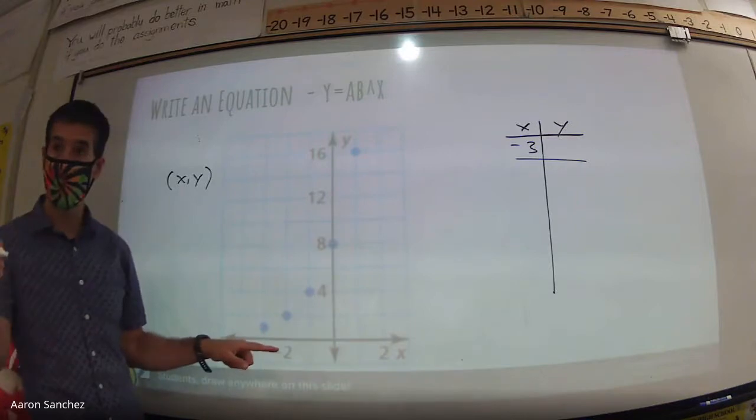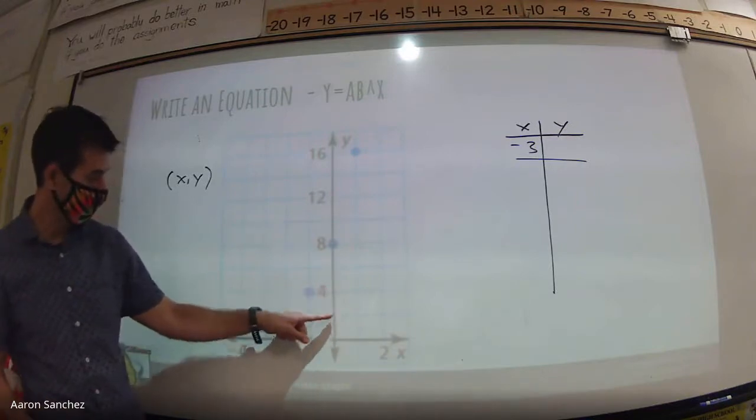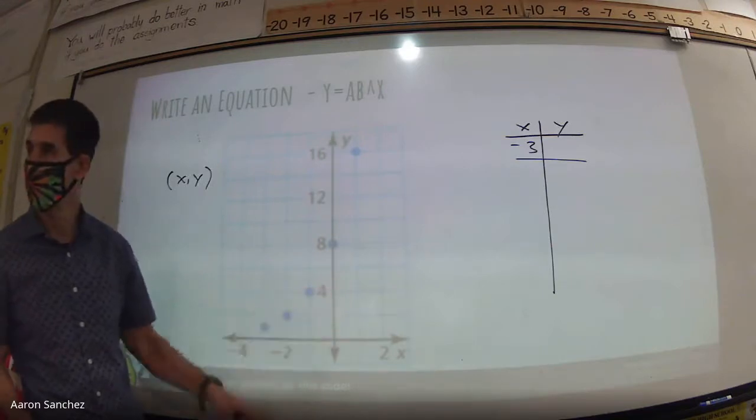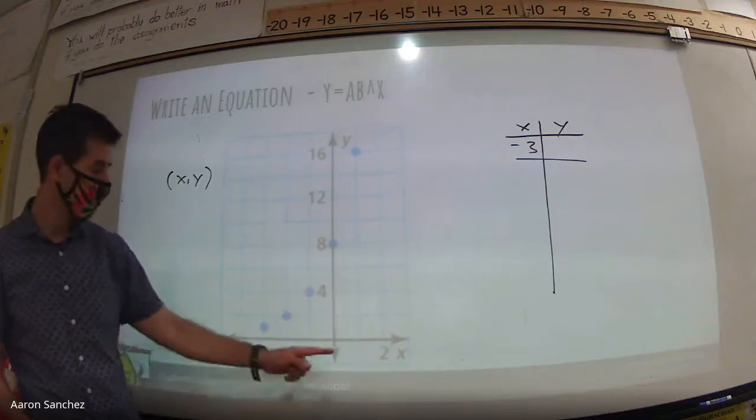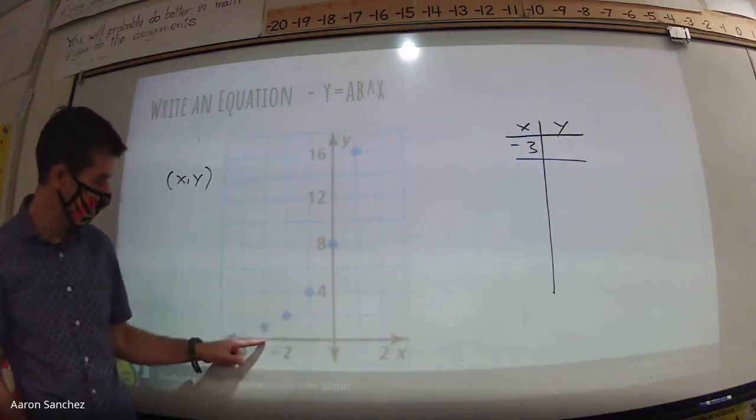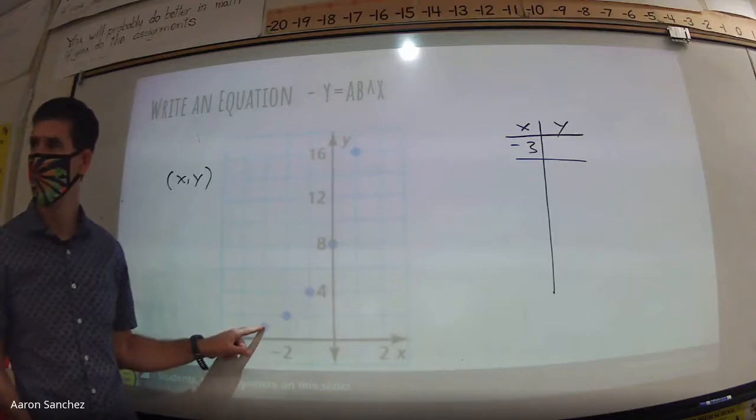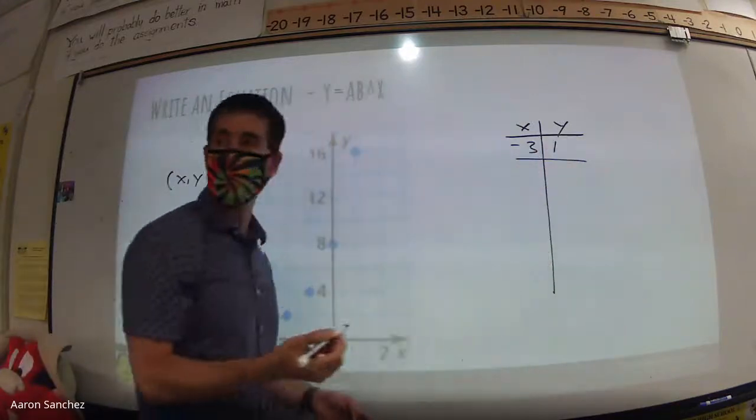That's what we're saying. Me and Danny were saying, is this 1? Because look, this is 4. If 2 of these equals 4, how much does 1 of these equal? 2, right? So up one full is 2, but I only go up halfway. So what's half of 2? Half of 2 is 1. So -3, 1. That's that point there.